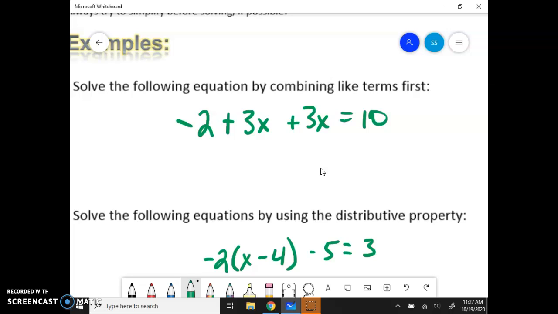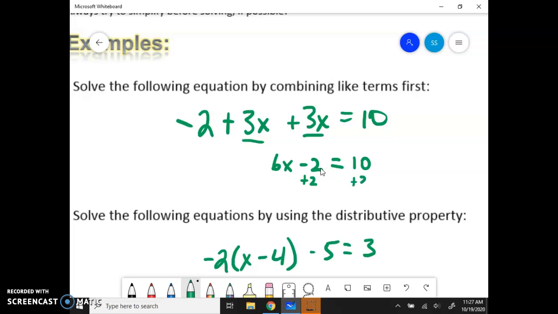For this one, we've got 3x's here and 3x's here. We should just combine those and call that 6x. Don't forget this -2. I'm going to drop it down right there. So 6x minus 2 is equal to 10. Now we just have a two-step equation like we did last week. So we're going to use inverse operations. We're going to add 2.